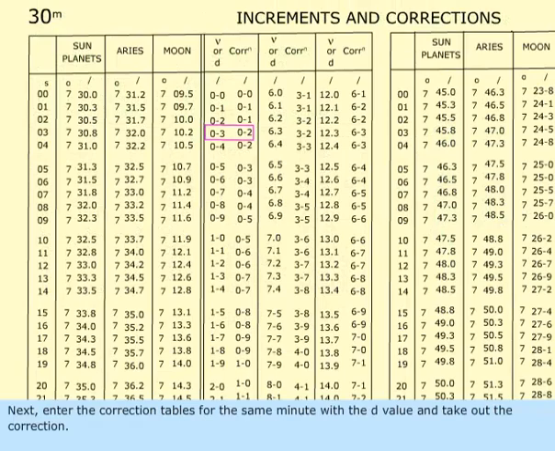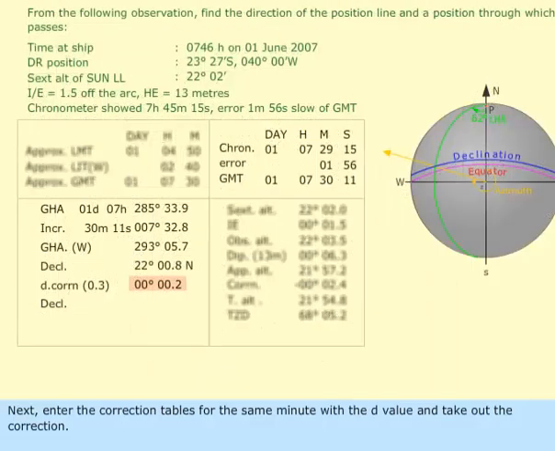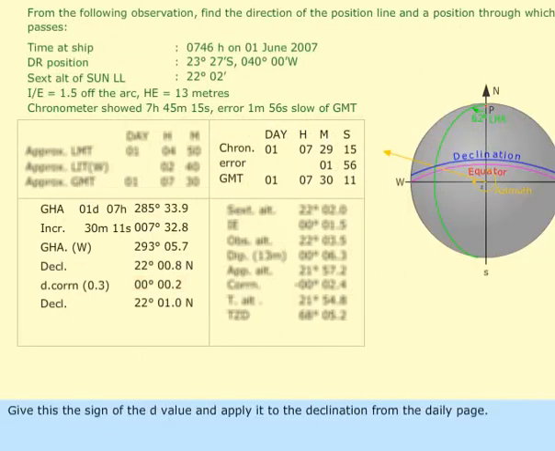Next, enter the correction tables for the same minute with the D value and take out the correction. Give this the sign of the D value and apply it to the declination from the daily page. This is the declination.